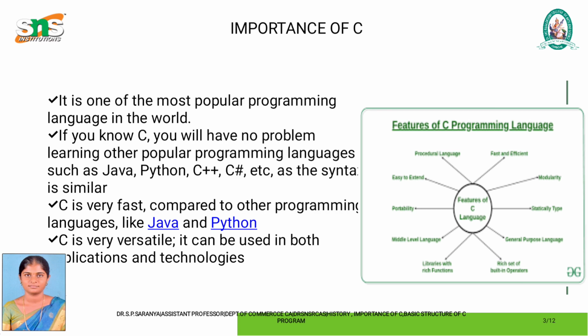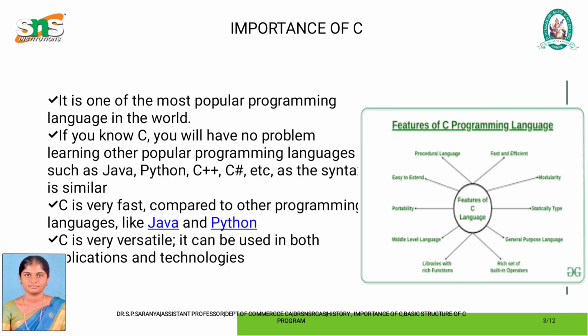Then, importance of C programming. It is one of the most popular programming languages. If you know C, you will have no problem learning other programming languages such as Java, Python, C++, C Sharp, etc., and its syntax is very similar. C is very fast compared to other programming languages like Java and Python. C is a very versatile programming language. It can be used in both application and technology wise.